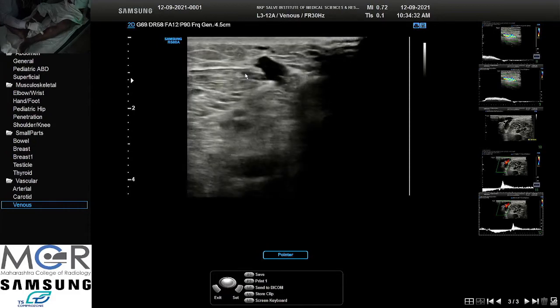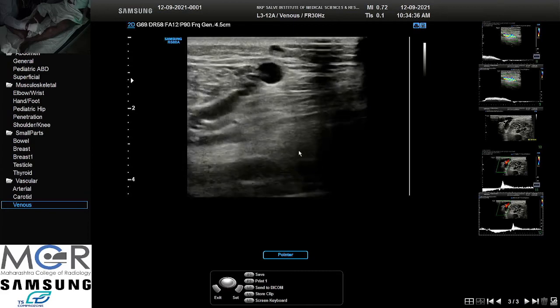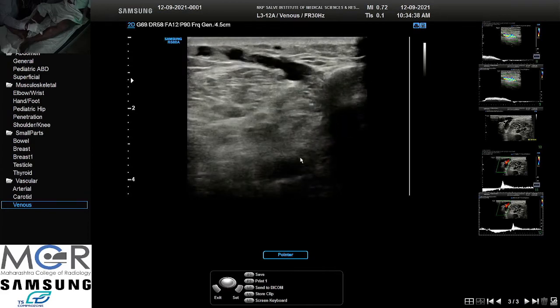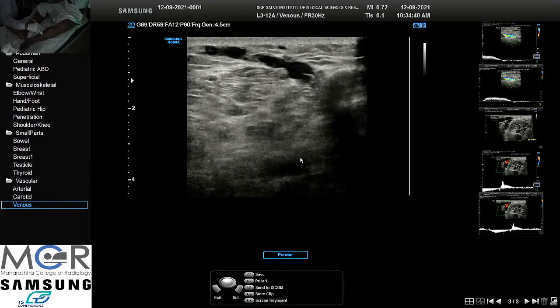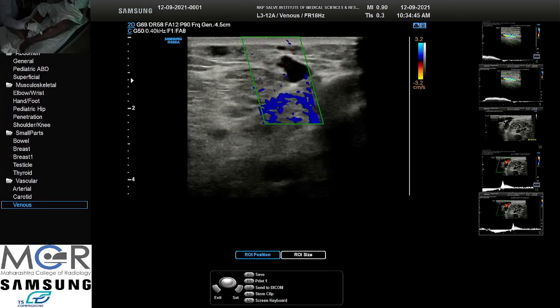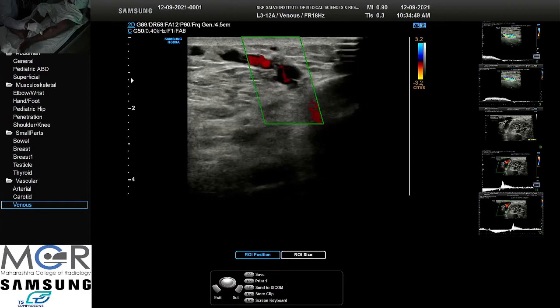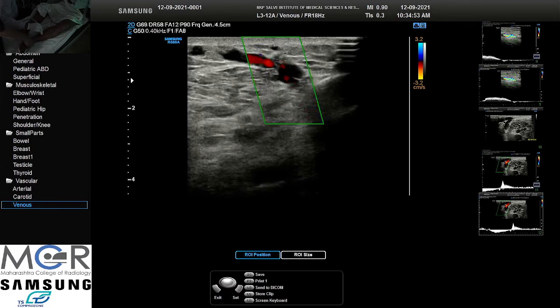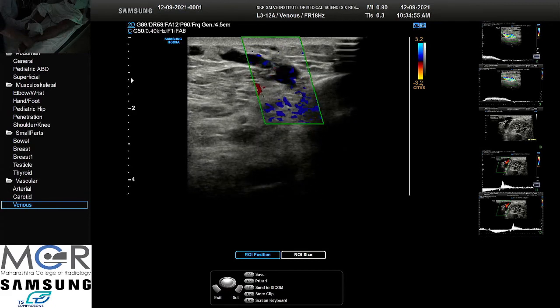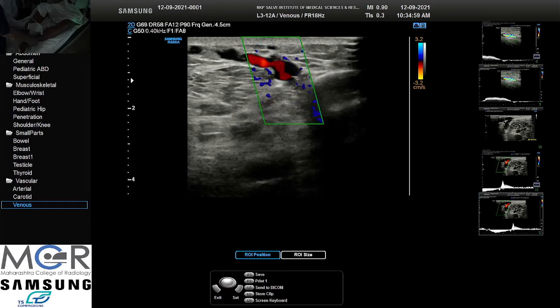This is one more down below. See, it is entering the fascia here. We'll check whether it is incompetent or not. Quickly compress, relax. Otherwise also compress. Not showing much reflux.